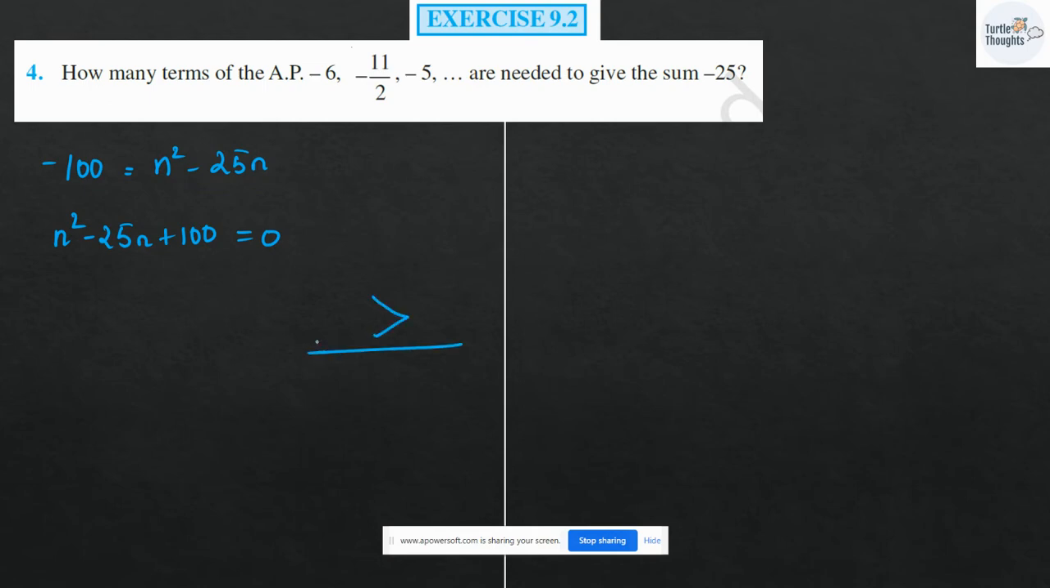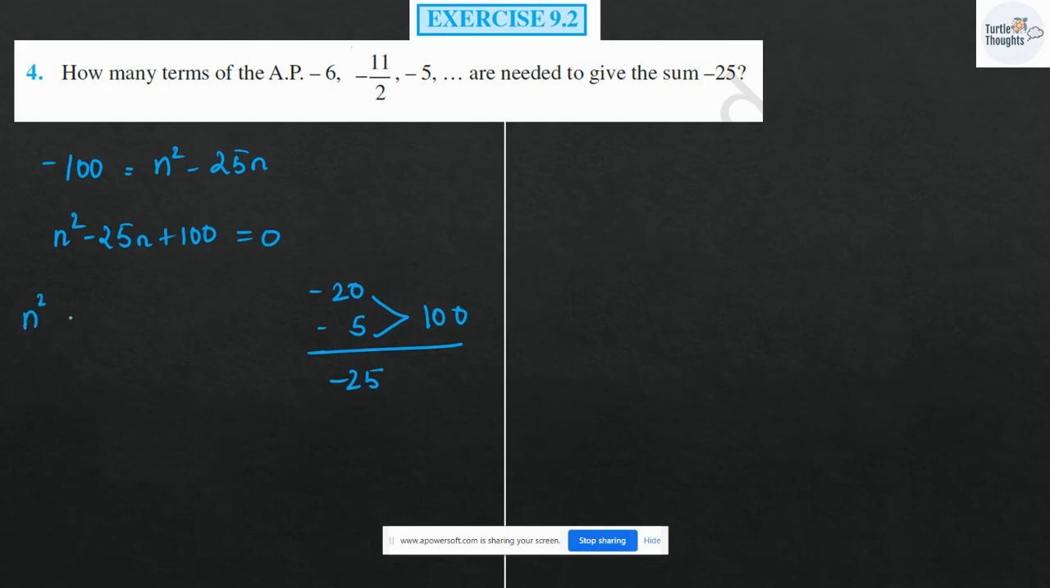So splitting the middle term, I should be getting minus 25 here. I should be getting 100 here. Are there any two numbers? When I add them, I should be getting minus 25. When I multiply, I should be getting 100. What are those numbers? Those numbers are 20 and 5. Minus 20 and minus 5.